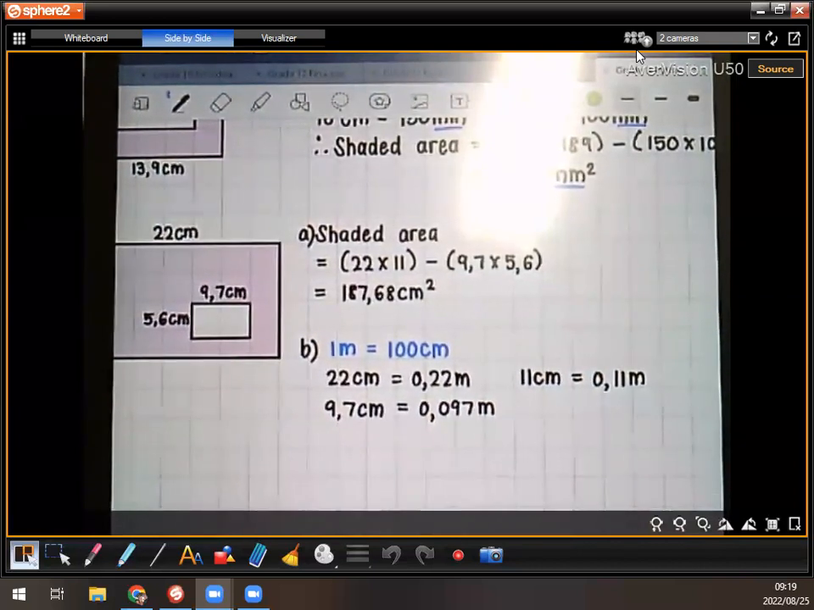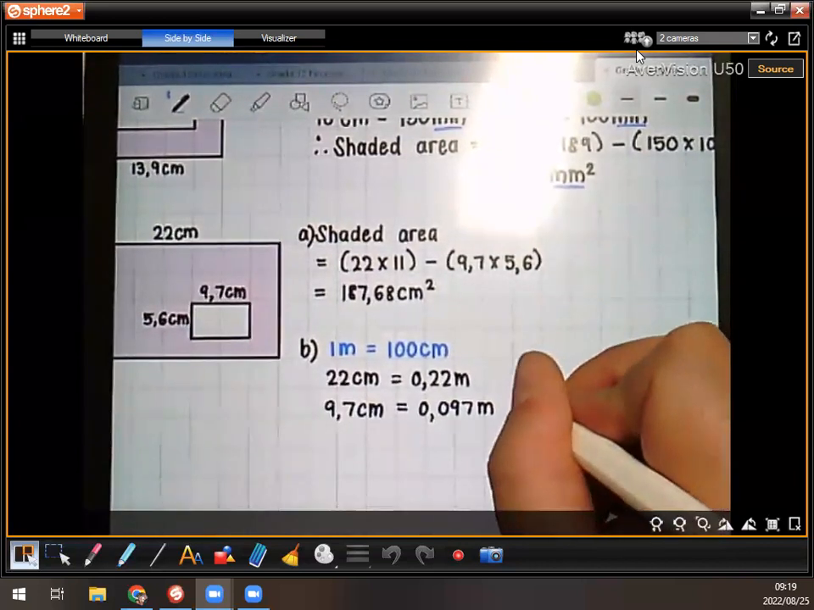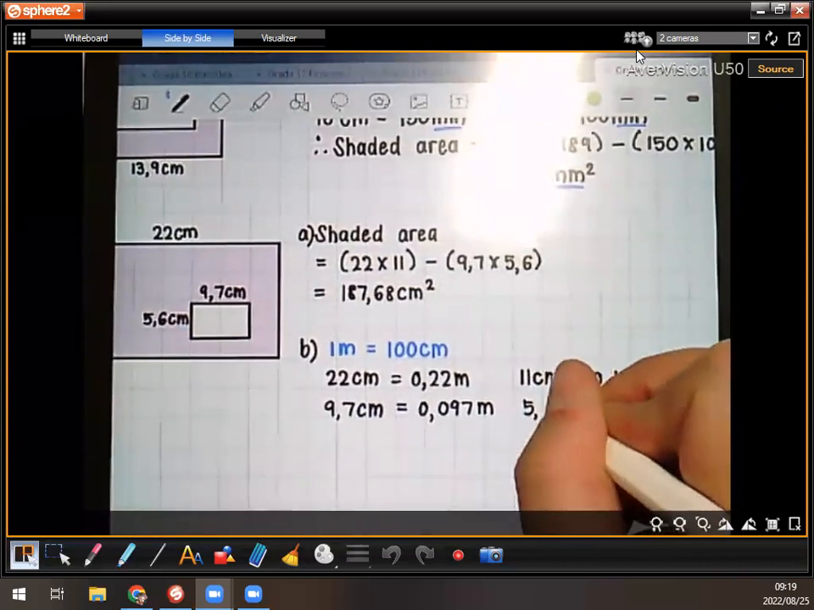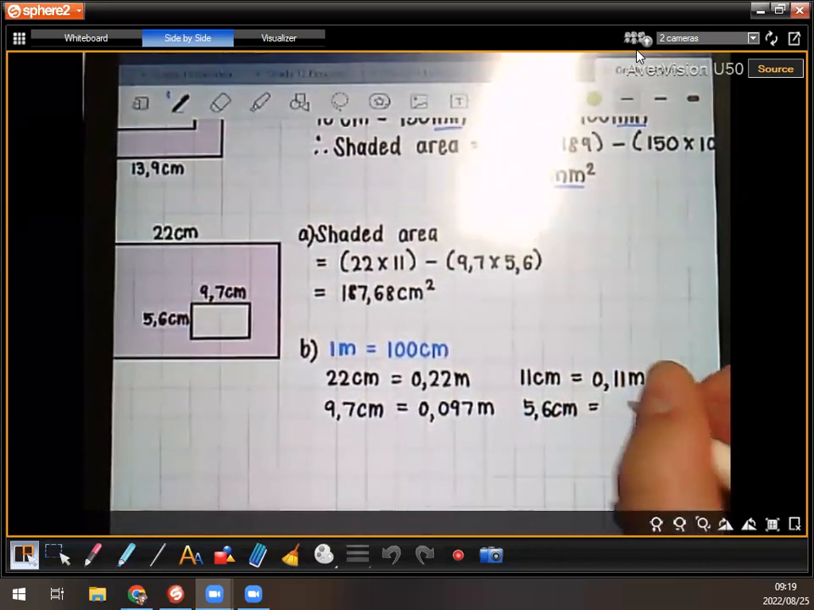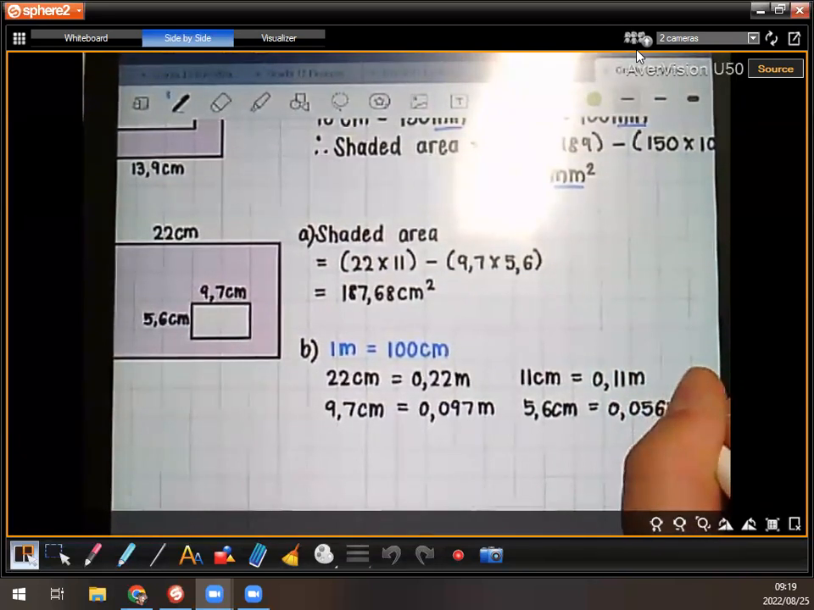I think we'll practice some more conversions maybe in tomorrow's lesson just to make sure everyone's on board. And I must just still print that note. I must just remember to print it for tomorrow. Then 5.6 centimeters is going to be 0.056 meters.